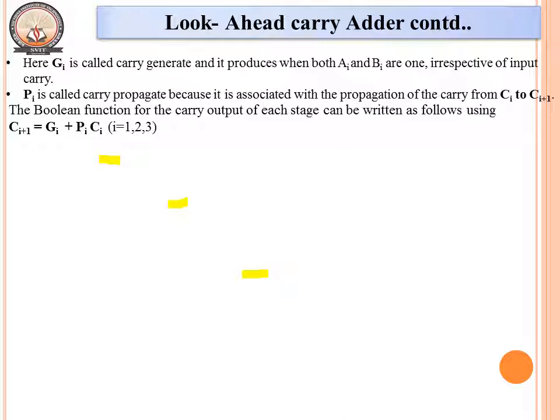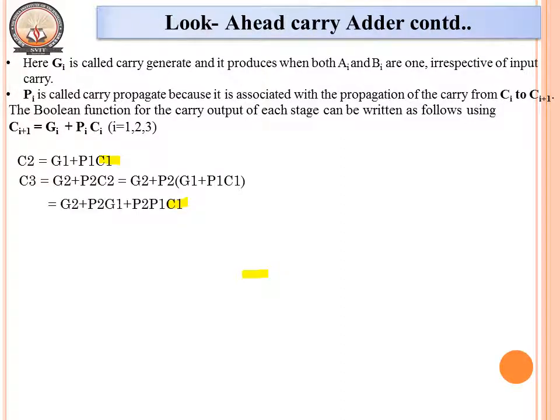What we'll do here is go on substituting the values of i from 1 to 3 and try to find the carry expressions. When i is 1, we'll get C2, which will be equal to G1 plus P1 C1. For C3, it will be G2 plus P2 C2. The C2 expression we know, so we'll substitute the C2 expression from what we previously got. So this will come to G2 plus P2 times G1 plus P1 C1, that I have substituted here. After simplification, we'll get something like this.